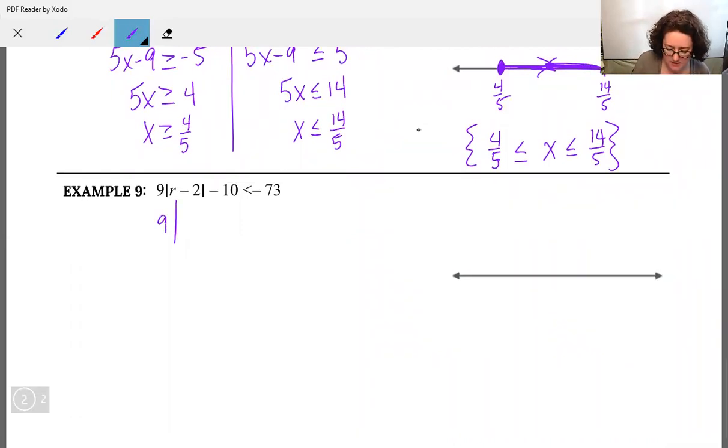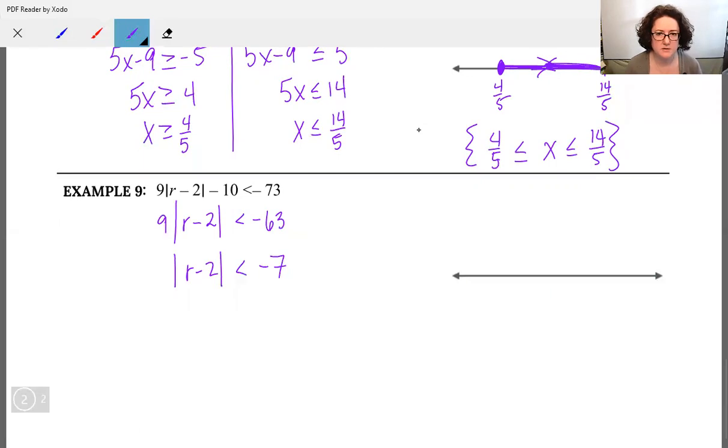So 9 times absolute value of r minus 2 is less than -63. Okay, then I need to move my 9, so divide both sides by 9. So absolute value of r minus 2 is less than -7. Think about that for a second. My absolute value is less than -7. What happens when you take an absolute value? Yeah, your numbers should actually always come out positive. So this problem actually has no solution.